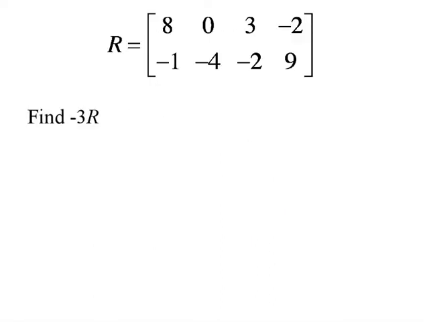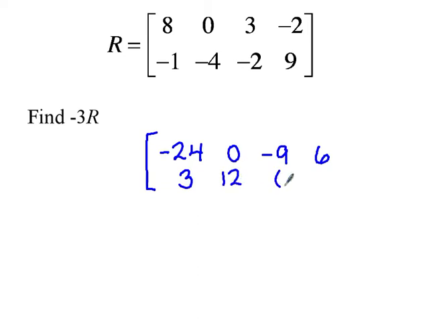We got a few more to look at. So find negative 3R. What do you think you're going to do there? Everything times. So what do I get? Negative 24, 0, negative 6, positive 3, positive 12. There we go. Okay, so we got our way through there. Biggest thing to remember is you're just going to multiply.